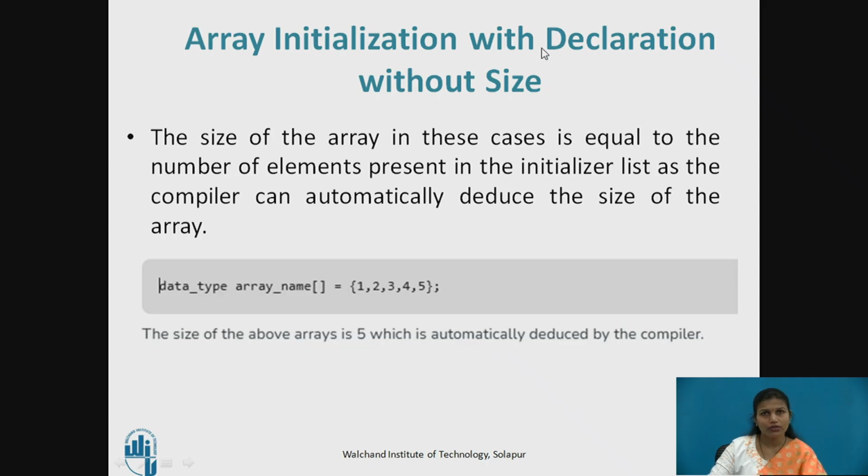Array initialization with declaration without size. Without using the size also we can declare the array. In this example you can see we are providing the data type and array name, but we have not provided the size of the array. We have directly initialized the values over here. So basically by counting the elements we have initialized, the size is defined. Here we have initialized 5 values, so the array size is 5.